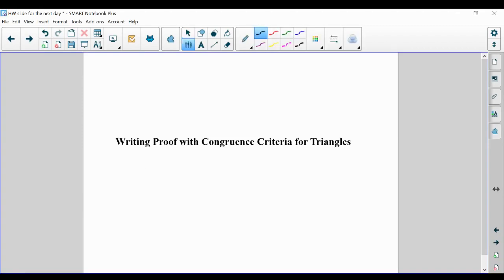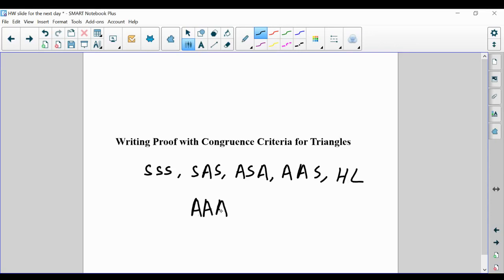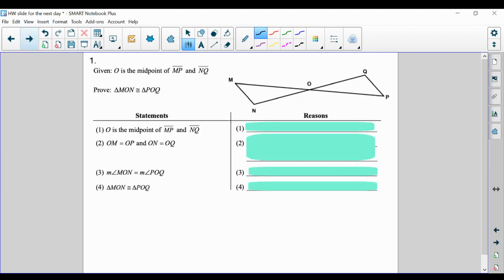We have the five triangle congruency criteria: side-side-side, side-angle-side, angle-side-angle, angle-angle-side, and HL. Which two don't work? Right, triple A and S-S-A don't work. Okay, so we're going to use these to write proofs. And as I said, writing a proof is getting information, getting evidence to prove what they ask you to prove.